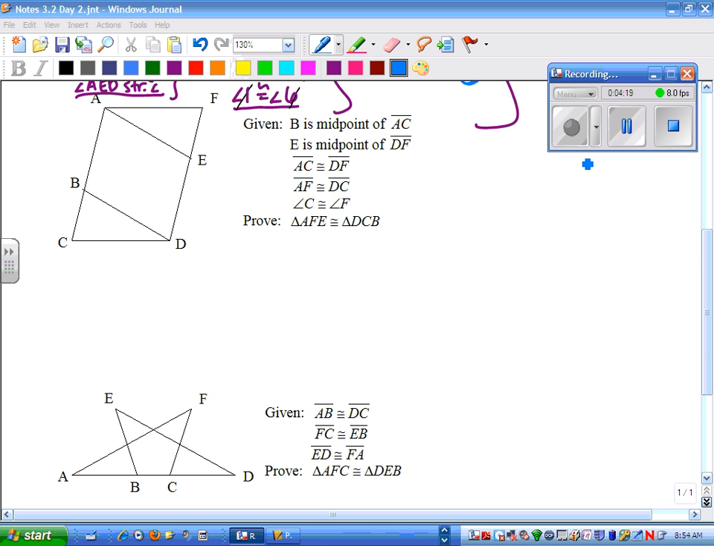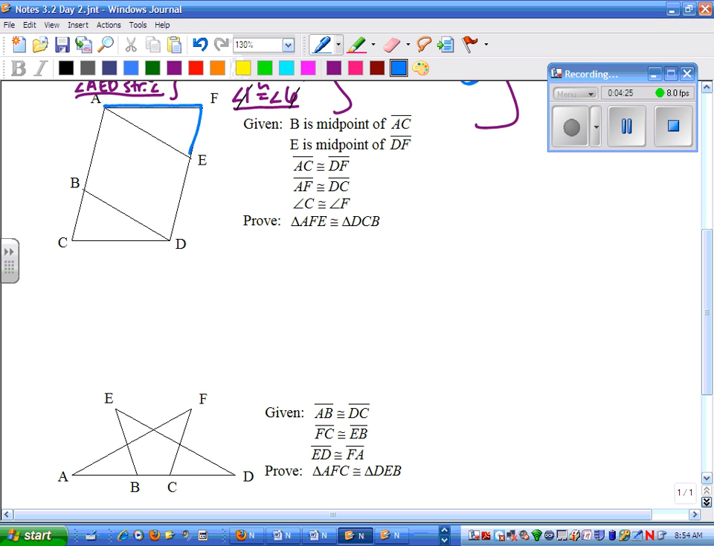Alright, next problem. We want to prove AFE. So I'm going to go ahead and highlight the triangles that I want. AFE and DCB. Okay. This should ring a bell for you. We have midpoint, midpoint, and a segment. Okay, this is going to be either like divisions or like multiples. Anytime you see this, you have to remember that's going to be like divisions or like multiples. So go ahead and write that down.